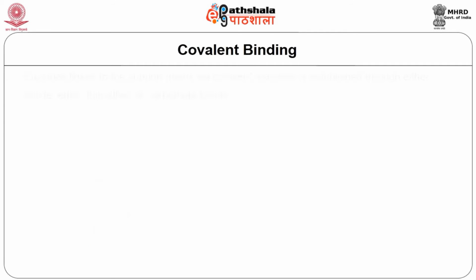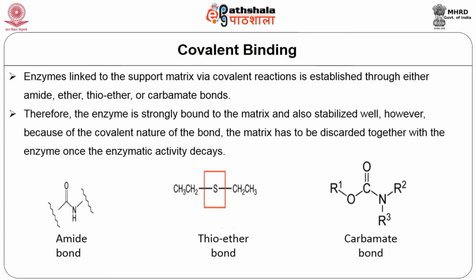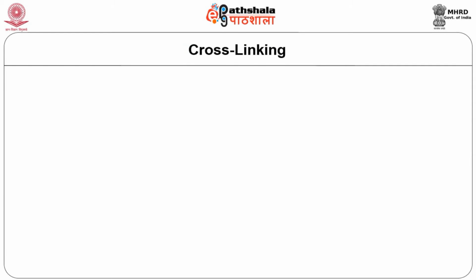The covalent reactions commonly employed give rise to enzymes linked to the support through either amide, ether, thioether or carbamate bonds. Therefore, the enzyme is strongly bound to the matrix and in many cases it is also stabilized. However, because of the covalent nature of the bond, the matrix has to be discarded together with the enzyme once the enzymatic activity decays. The next method is cross-linking.